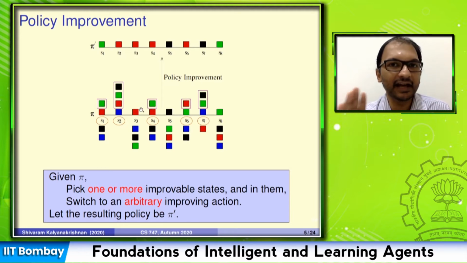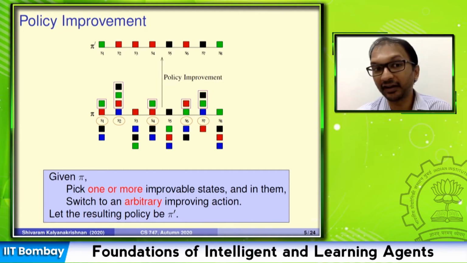S3 we did not have the option of picking in the first place. That's because it's not an improvable state. S4, it was an improvable state, but we decided not to pick it. That's okay. There are some improvable states that you can just leave without switching. But of course, you should at least, for one improvable state, do the switch. We've already done that for S1 and S2. S5, again, there's no choice. It's not improvable, so it stays black. S6 and S7 looks like we've done switches.